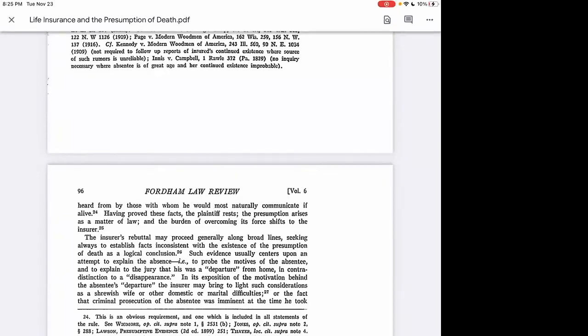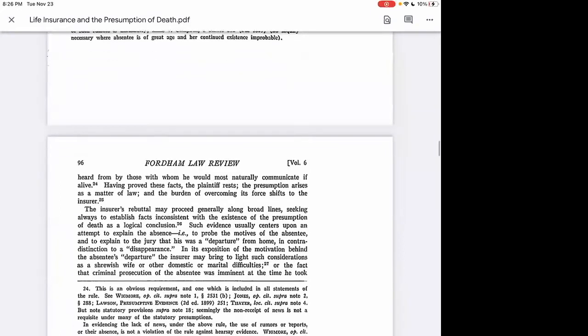Okay. So what they're talking about here is that if you can prove that you're dead, then the presumption of life would have to then go to, technically speaking, the person who you're making the claim against, which would be the life insurance company. Okay, and technically speaking, the court as well.